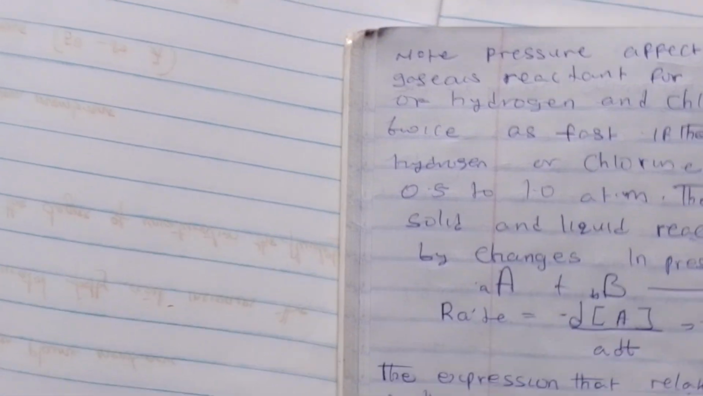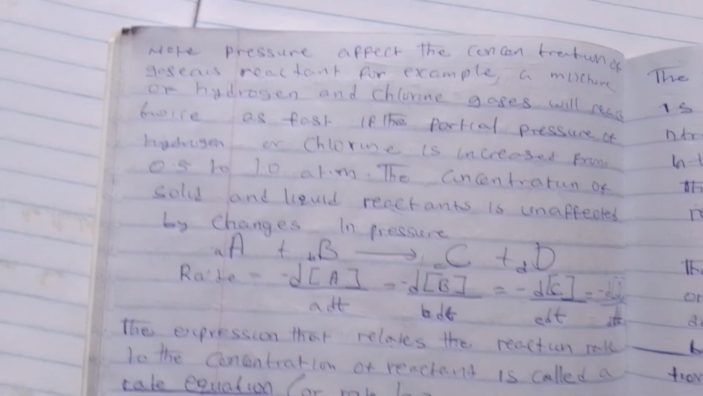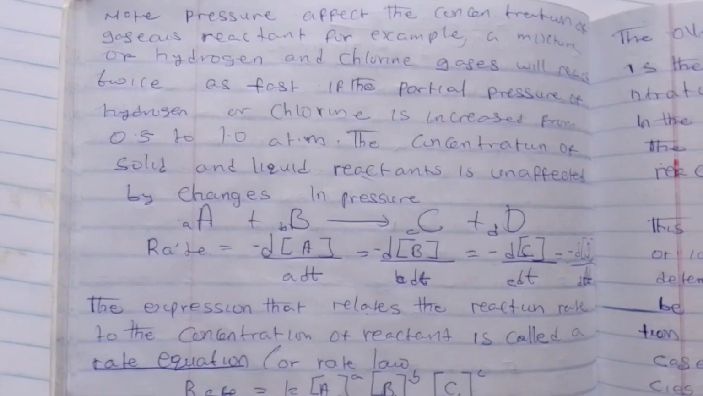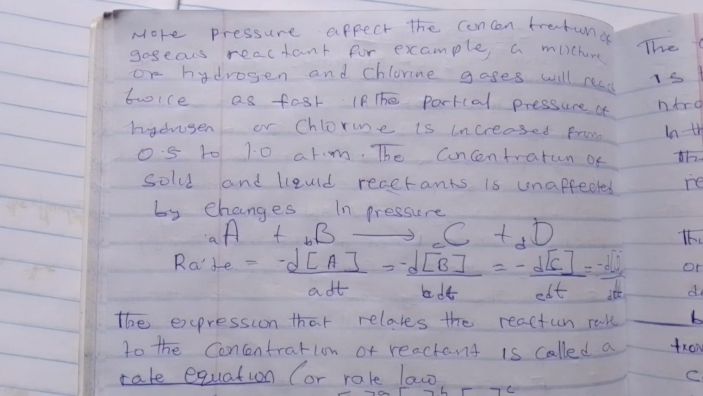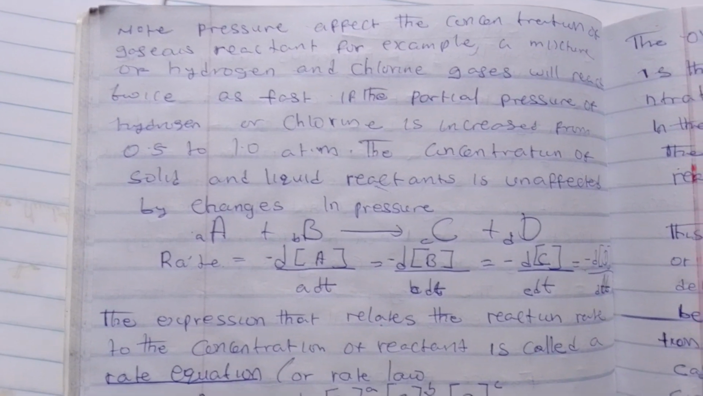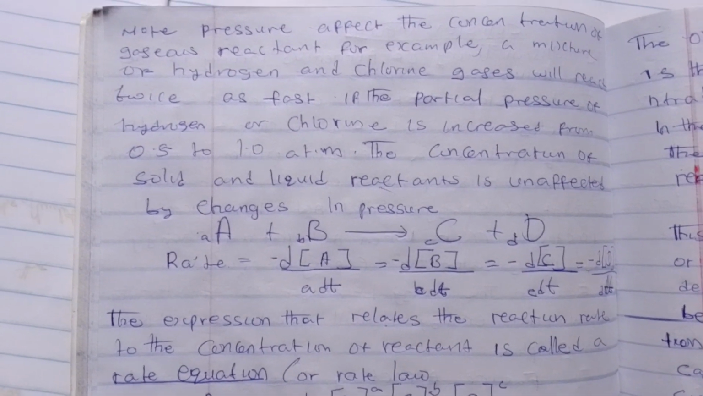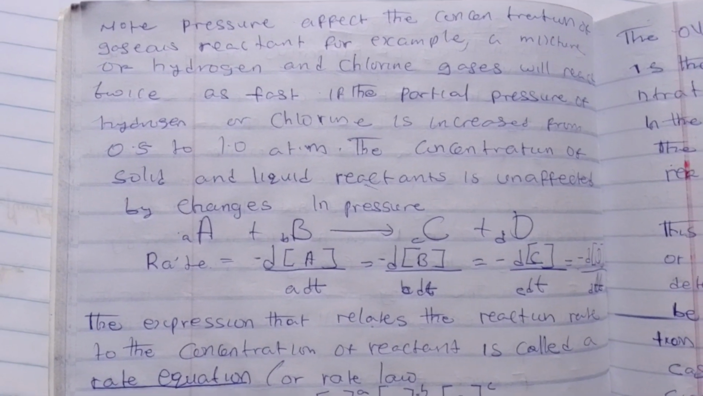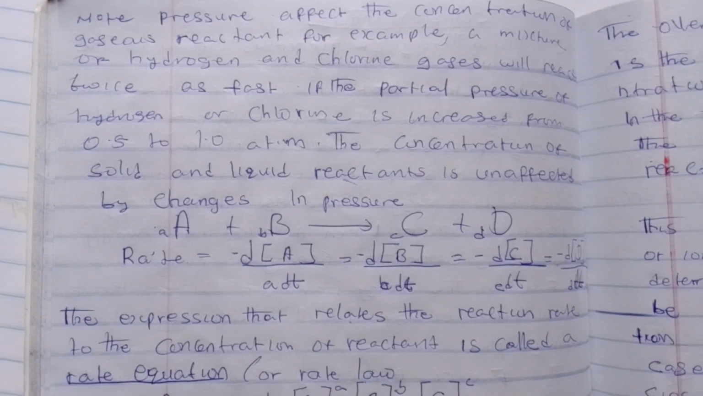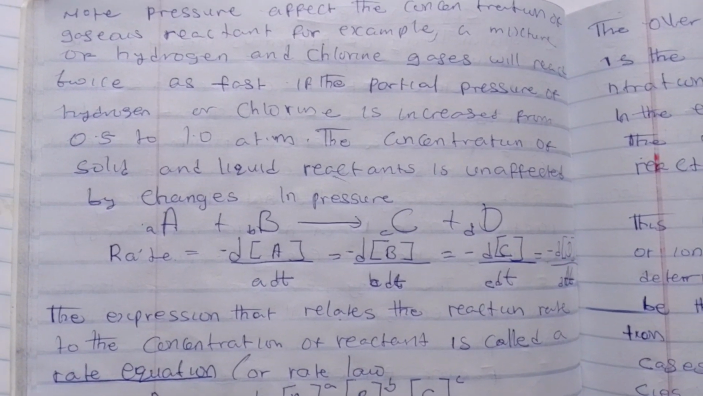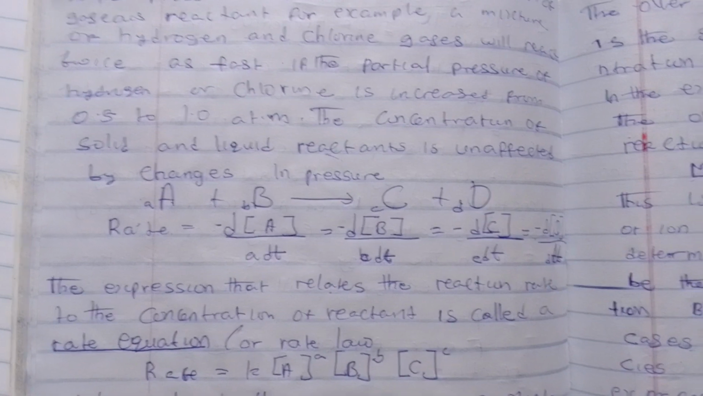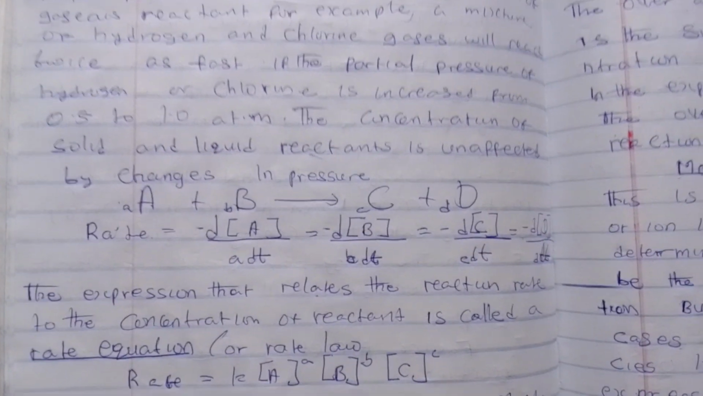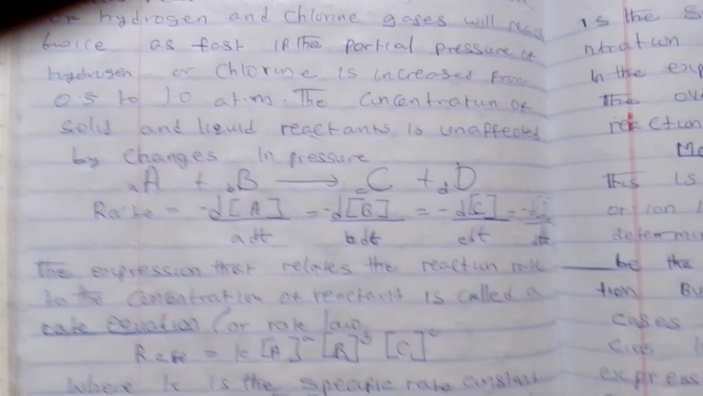Another thing is that, as you can see, we have notes. I said the pressure affects the concentration of the gaseous reactant. For example, a mixture of hydrogen and chlorine gas will react twice as fast if the partial pressure of hydrogen or chlorine is increased from 0.1 to 1.0 atm. The concentration of the solid and liquid is unaffected by changes.